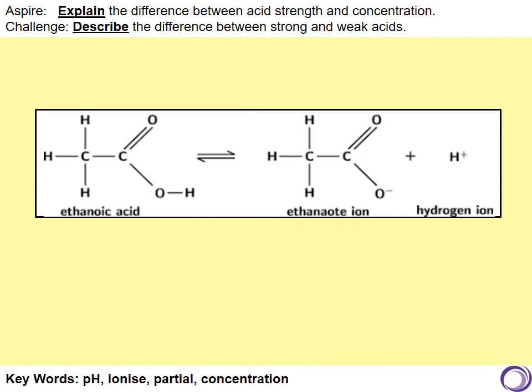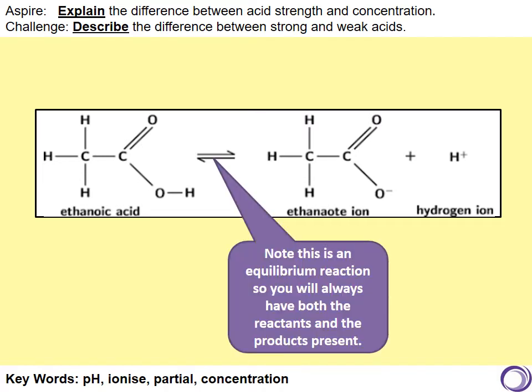If we look at this pictorially then, you can see ethanoic acid shown on the illustration, and this will partially dissociate to produce the ethanoate ion and hydrogen ions. But it's an equilibrium reaction, so you will always have both the reactants and the products present, and that means you will not release as many hydrogen ions as you will do with a strong acid.